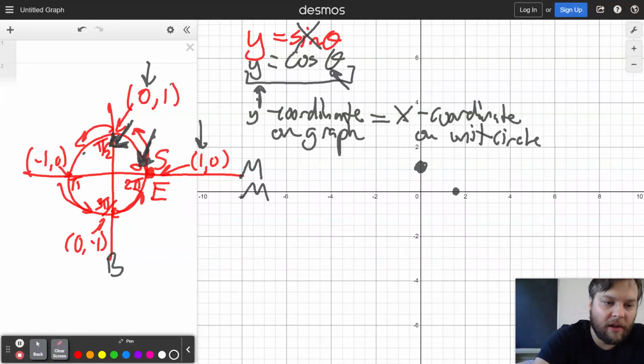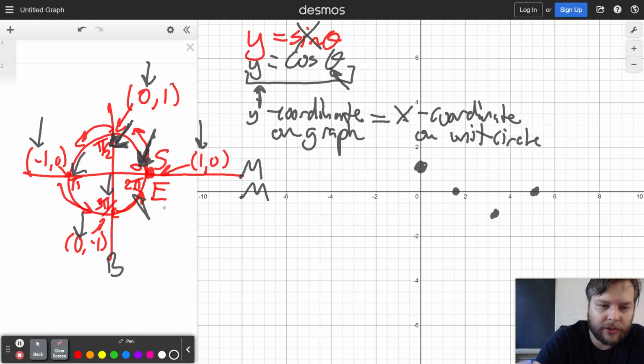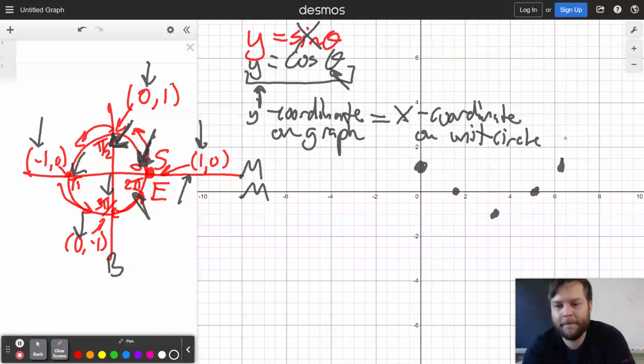At an angle of pi, my cosine value is -1, right about here. At an angle of 3 pi over 2, my cosine value is 0. 3 pi over 2 is going to be about 4.5. And when I get to my angle of 2 pi, I'm back at my cosine value of 1. It's just a little bit past 6. I'm going to be back up at a cosine value of 1.